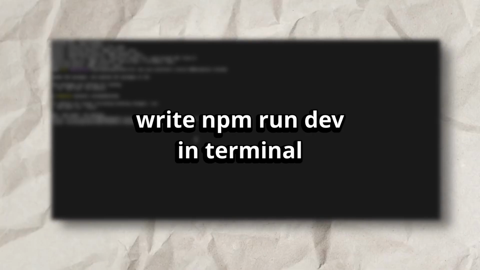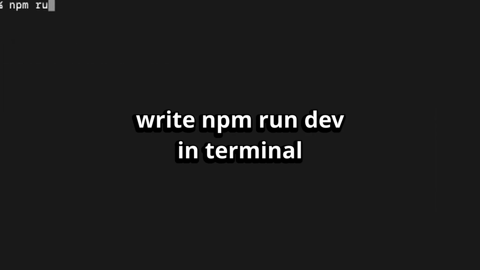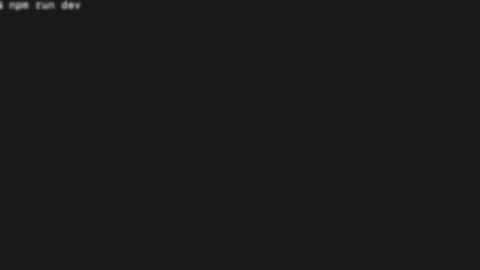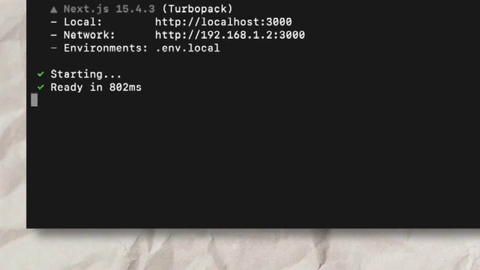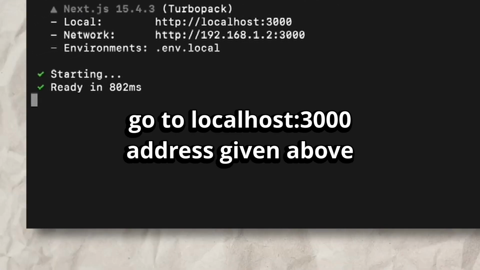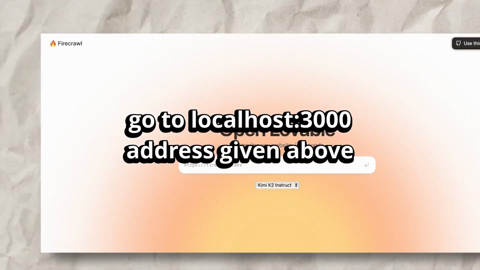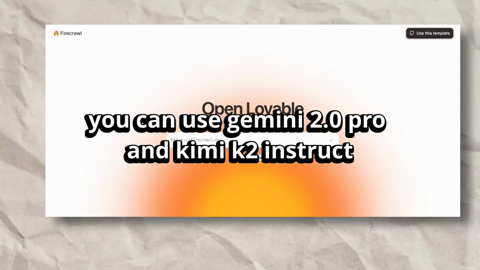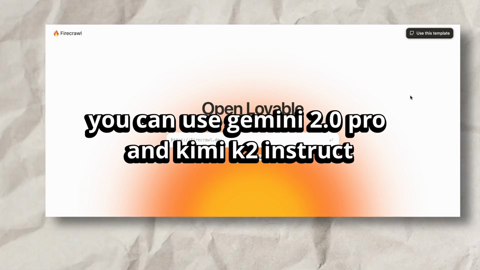All right, moment of truth. Go back to your terminal and run the command npm run dev. Watch it compile. And there it is. A local server is running. Copy the localhost:3000 address and paste it into your browser. Welcome to your very own Open Lovable interface.